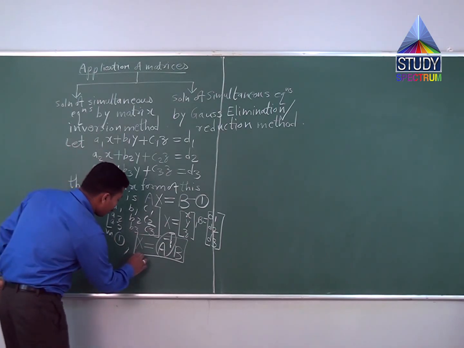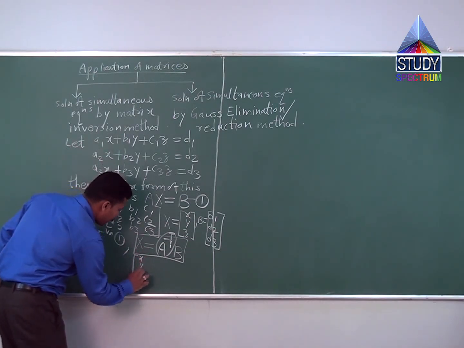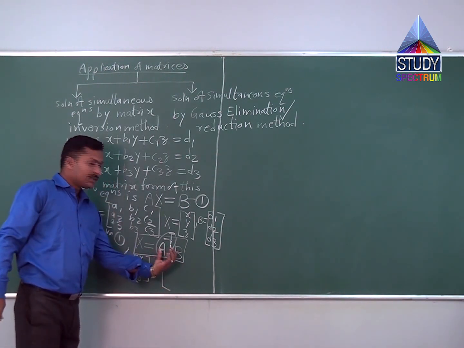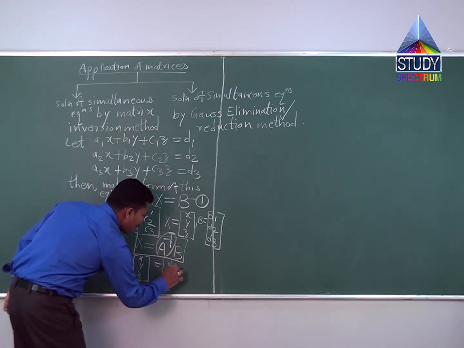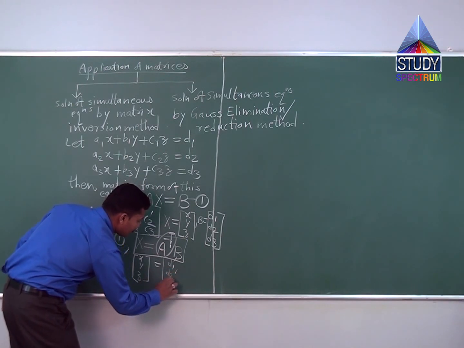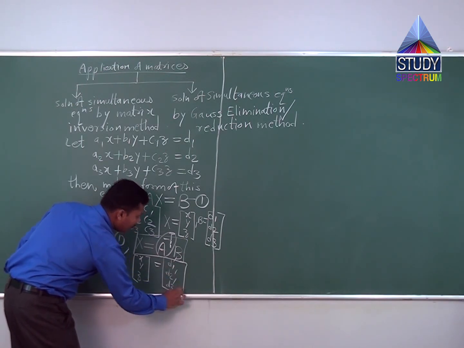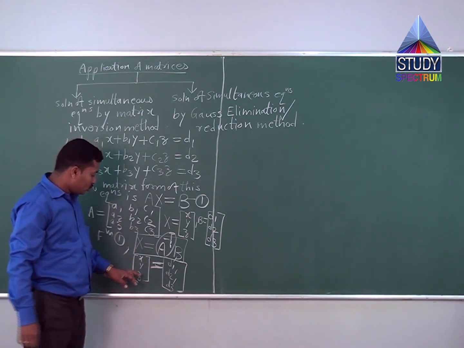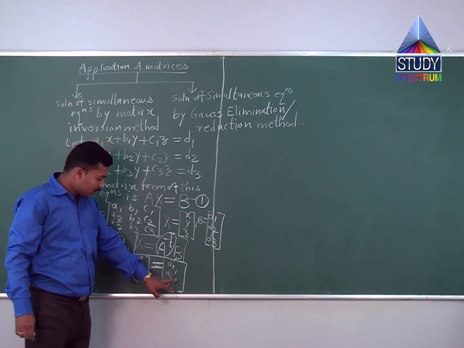Capital X is also a column matrix, x, y, z. Suppose this multiplication gives d1 dash, d2 dash, d3 dash. Then here is an equal sign, so this matrix equals this matrix.